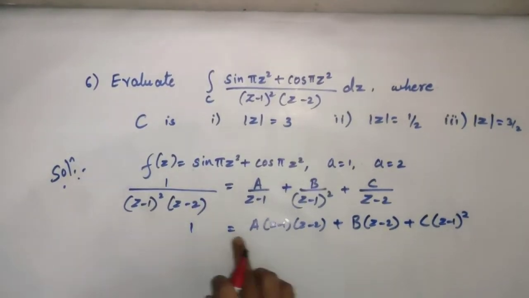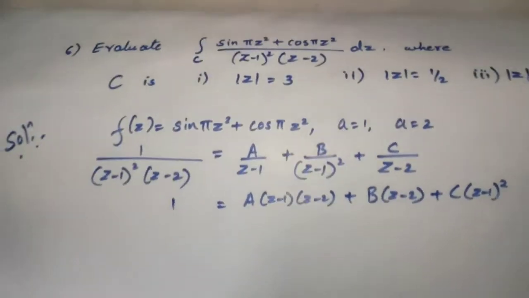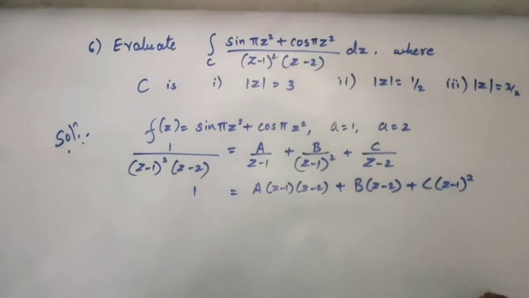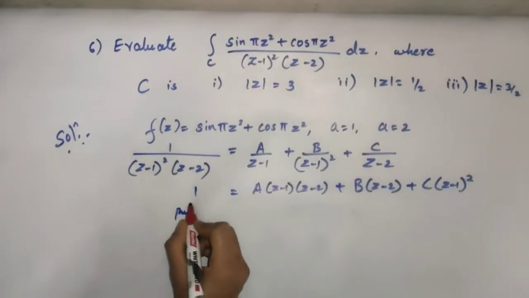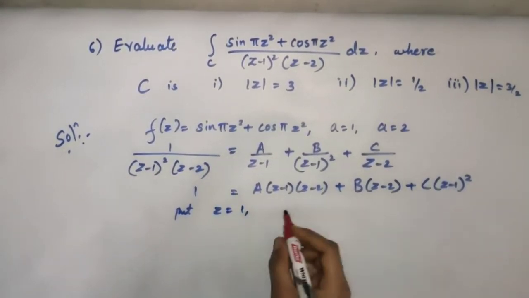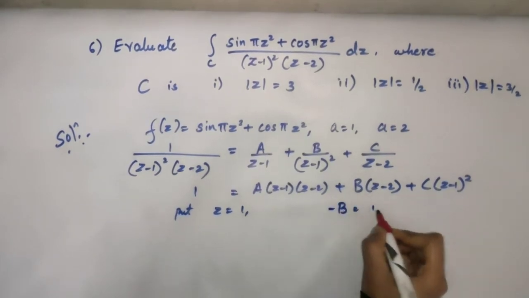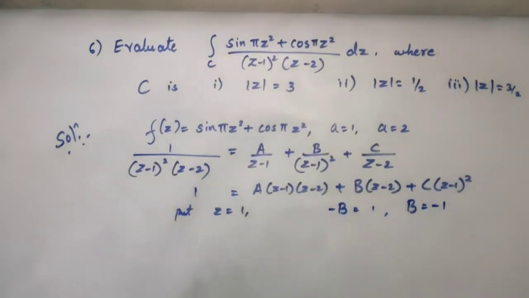I hope this step is clear to everyone. I need not explain much over here. Just resolving them into partial fractions, it's not a big deal. Now we will put z equals 1. As you see, this turns 0, this turns 0. If you put z equals 1, it will be minus b equals 1, or b gives you minus 1. The value for b will be minus 1.